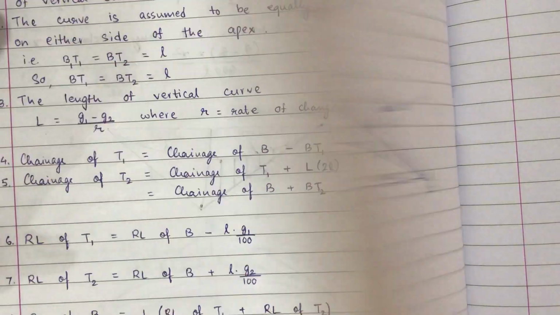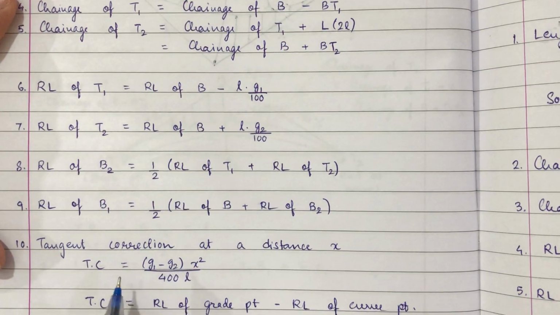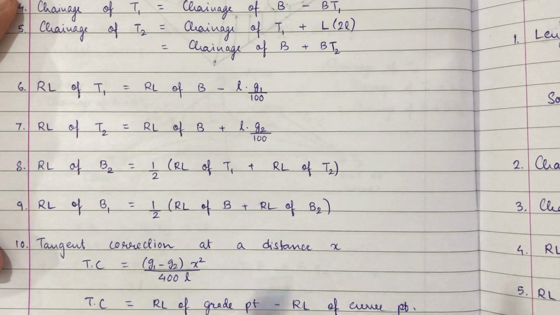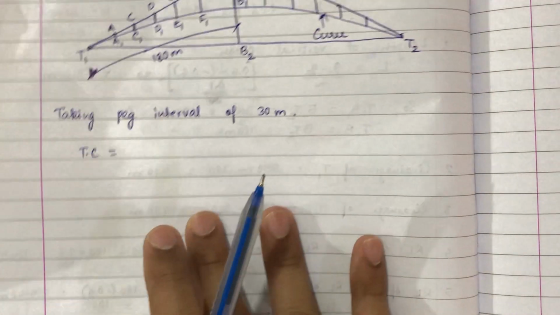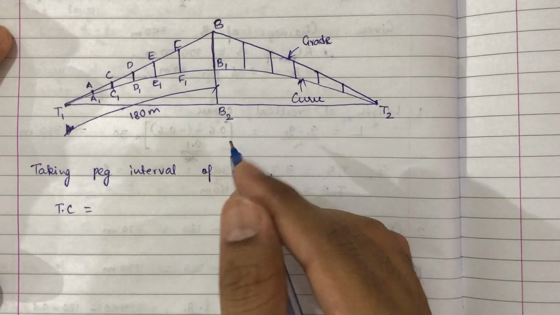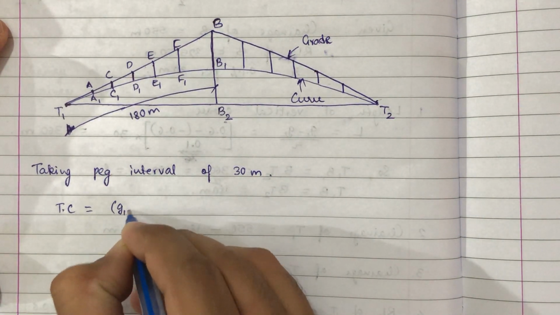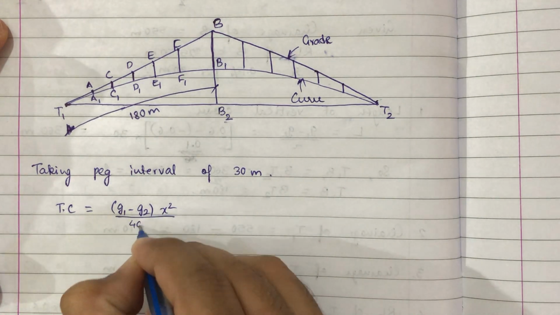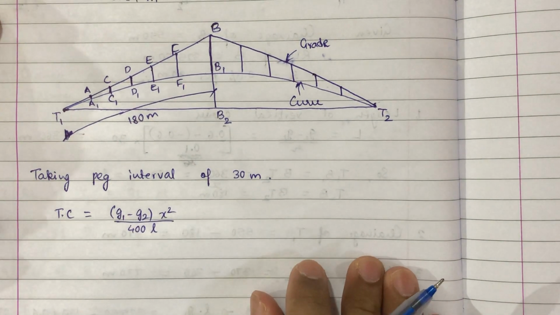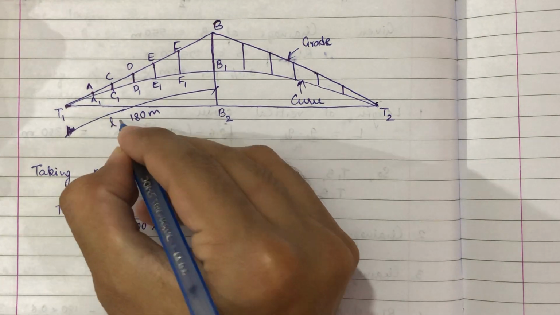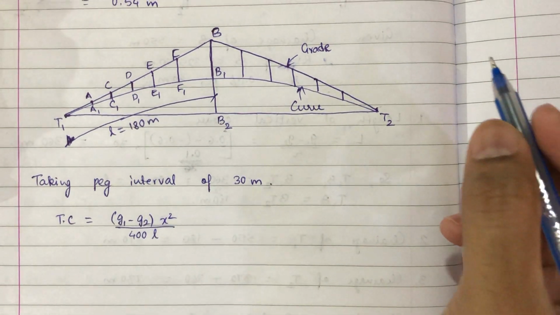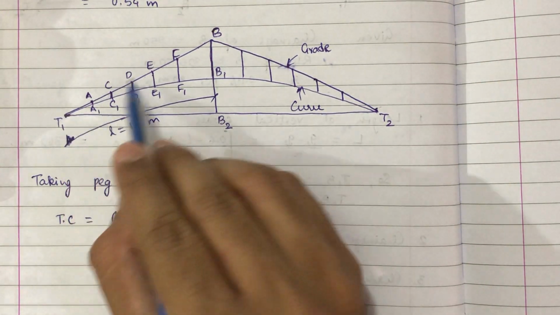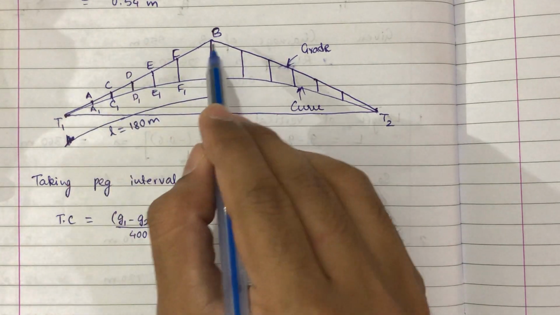Okay, so we know the formula for tangent correction. It is given as TC is (G1 minus G2) into x square upon 400 L. Now L is actually this 180 meter. Now x is the sloping distance.